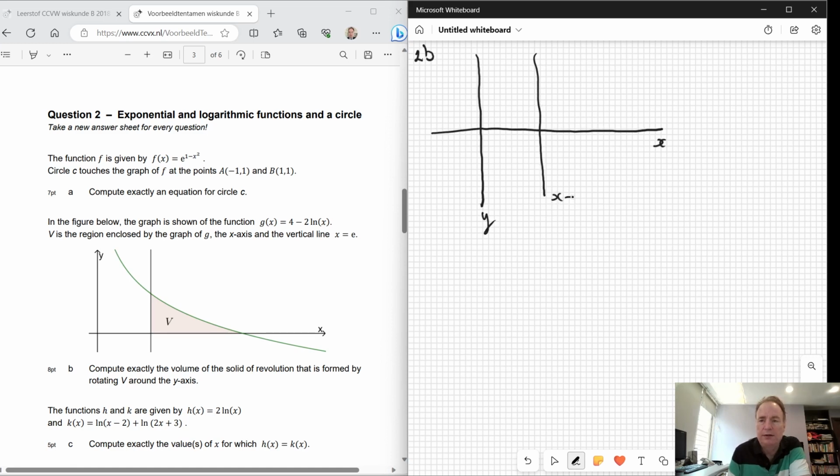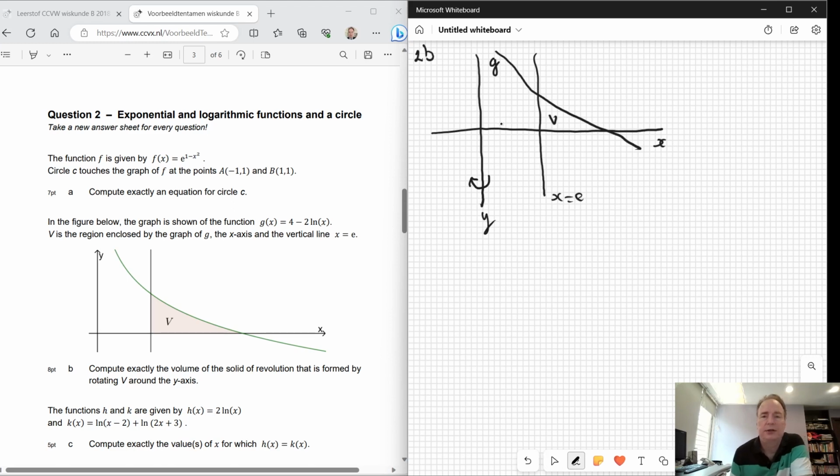On the x-y axes, this is x equals e. Then we have some function that goes something like this, and an area V. Now we're going to rotate this around the y-axis, but only region V here. So what you get is kind of a donut. So you get some solid with an empty center.